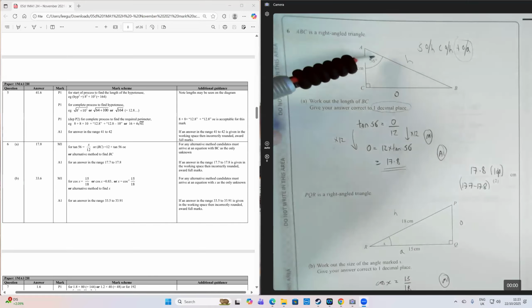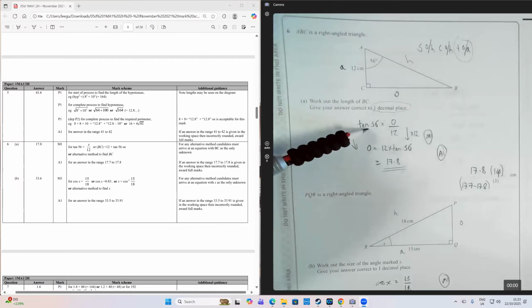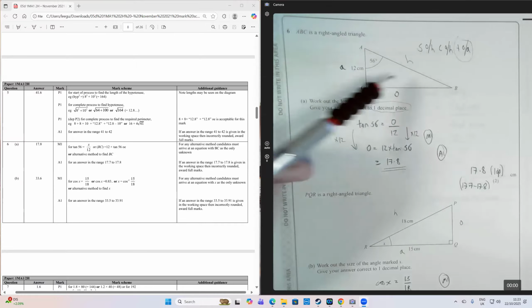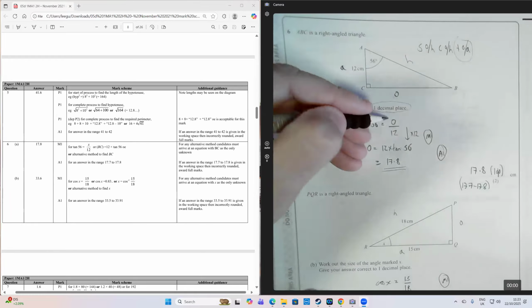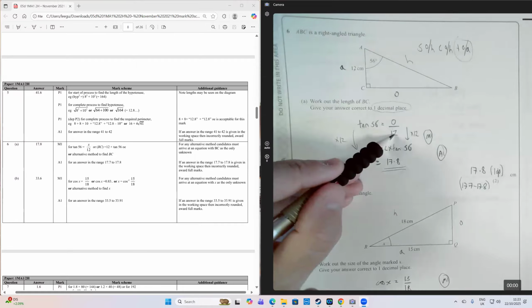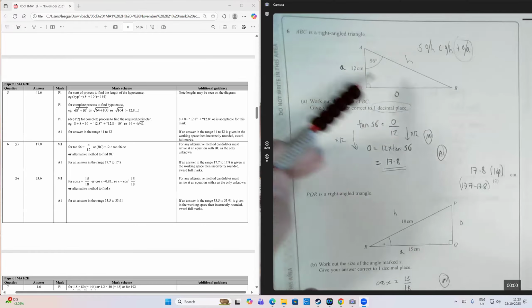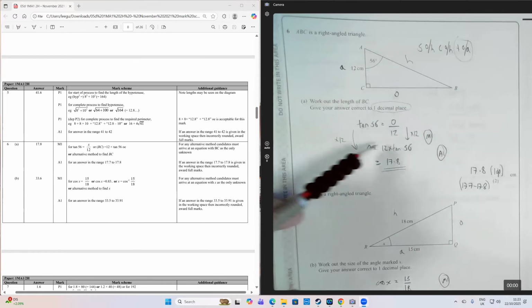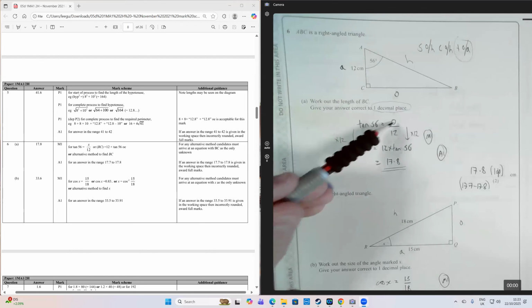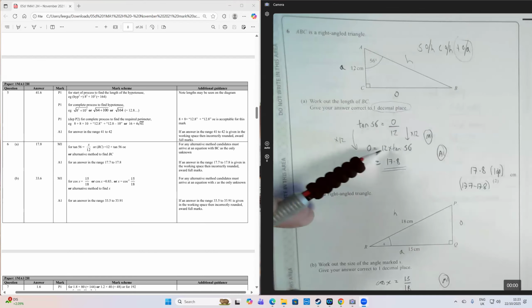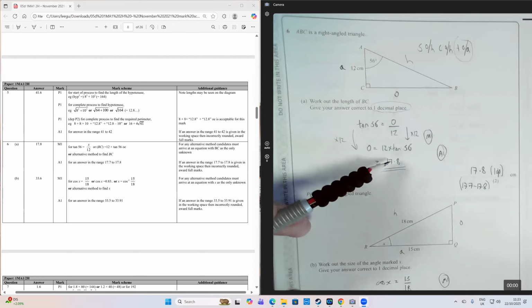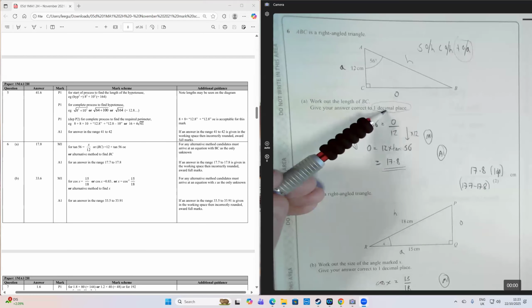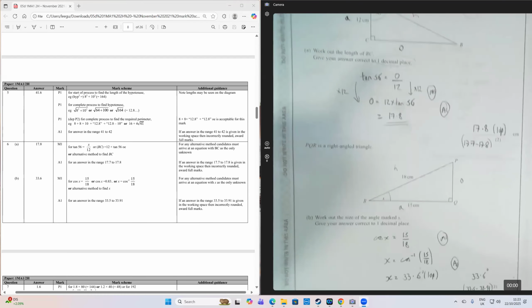So tan of 65 is opposite divided by adjacent. So tan of 65 is O, what I've called O, which is really BC, divided by 12. So tan is opposite over adjacent. Now we multiply both sides by 12 to make the opposite the subject of the formula. So the opposite is equal to 12 times tan 65, which turns out to be 17.8 to 1 decimal place. Notice the question says to 1 decimal place. It's very important that we give it to that correct degree of accuracy.